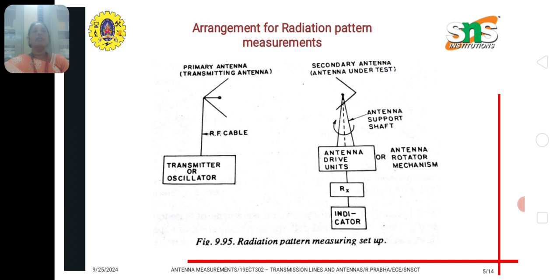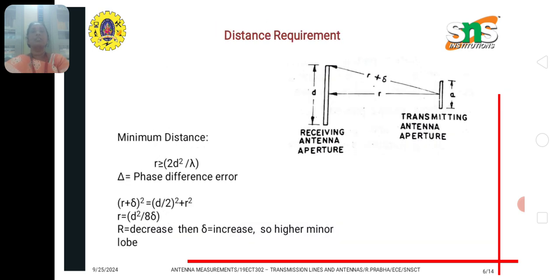Here the antenna under test can be at the right hand side as a secondary antenna, or we can also use the antenna under test at the left side as a primary antenna, and the secondary antenna may vary. According to the reciprocity theorem of antenna, if any antenna is kept at the transmitting side and also at the receiving side, its properties must be the same, excluding the losses.